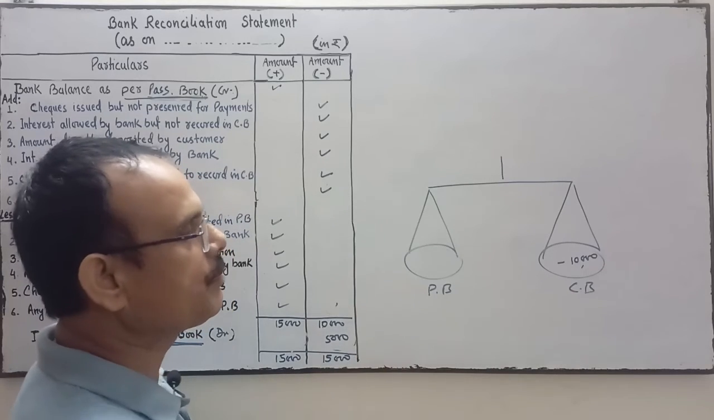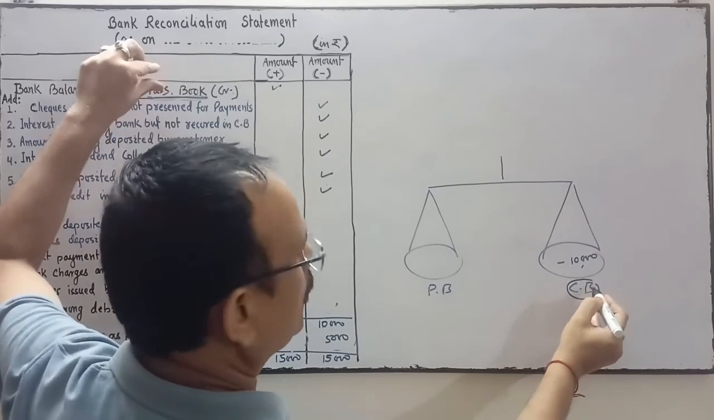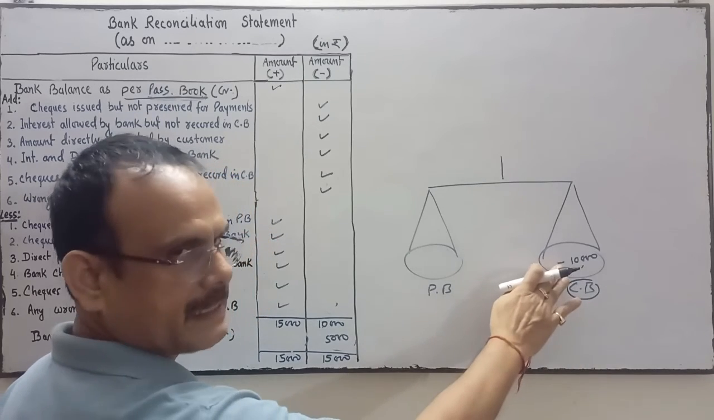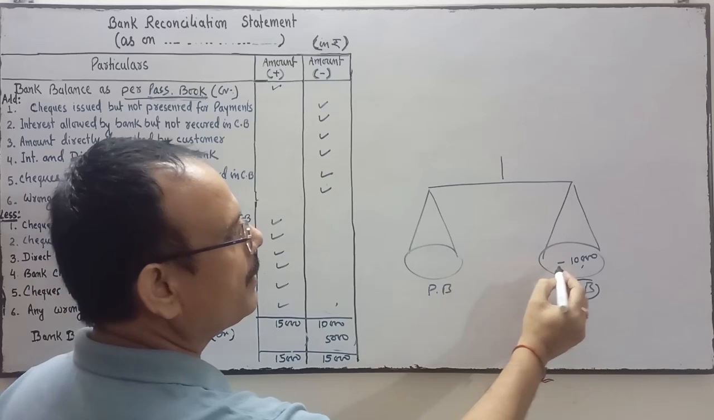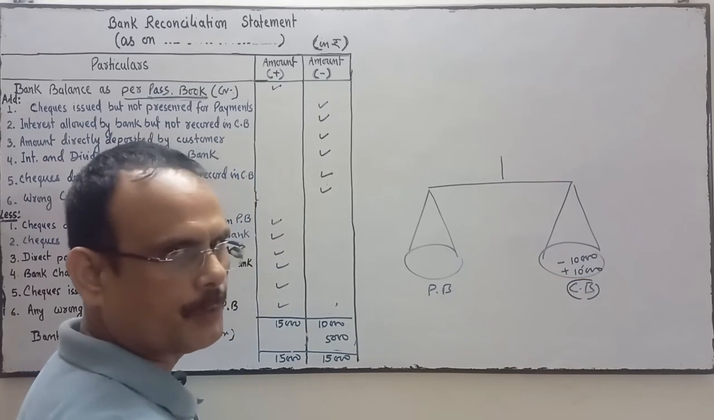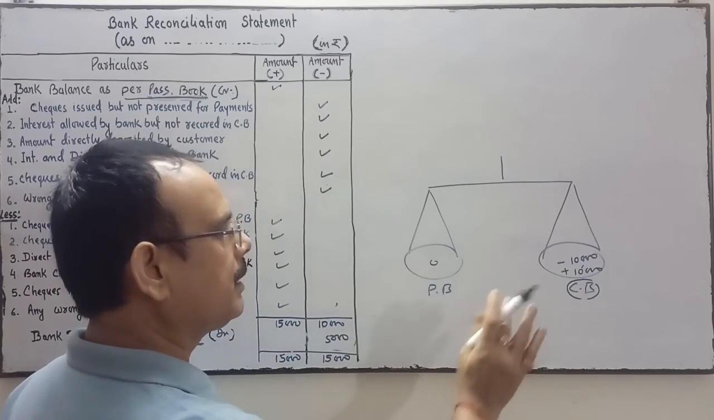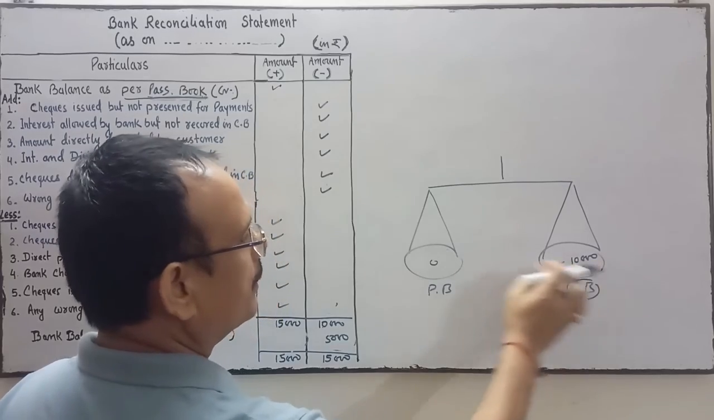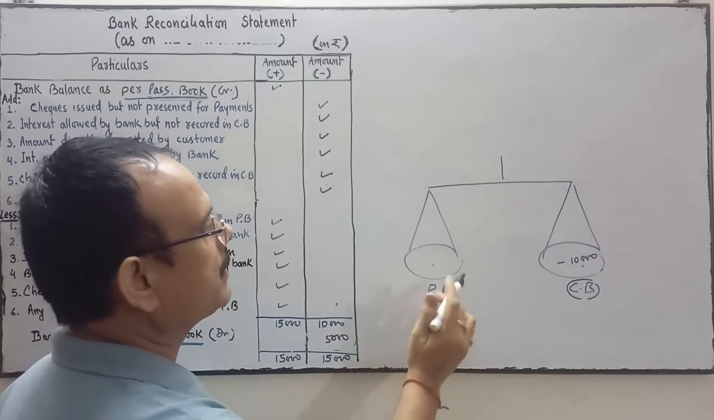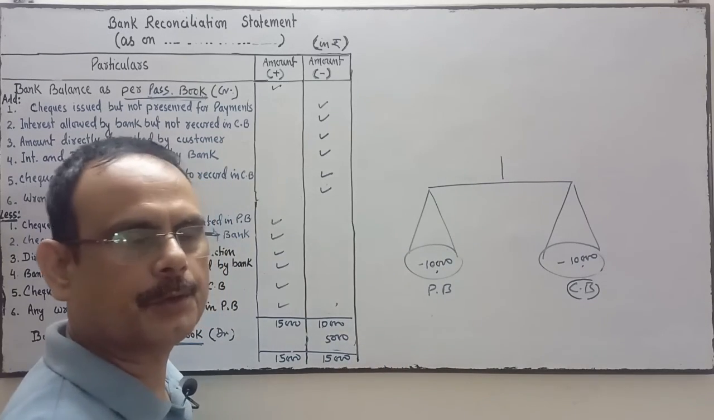Now to make the balance equal, if we start with the cash book balance, we'll put the cash book balance at the top. Then we do the addition and subtraction only on this side. So we add the 10,000 rupees to make the balance equal. Now minus 10 plus 10 is 0, and this side is already 0, so it is equal. And if we start with the passbook balance, then we'll touch this side to make the balance equal. Then we'll deduct the 10,000 to make the balance equal. Okay.